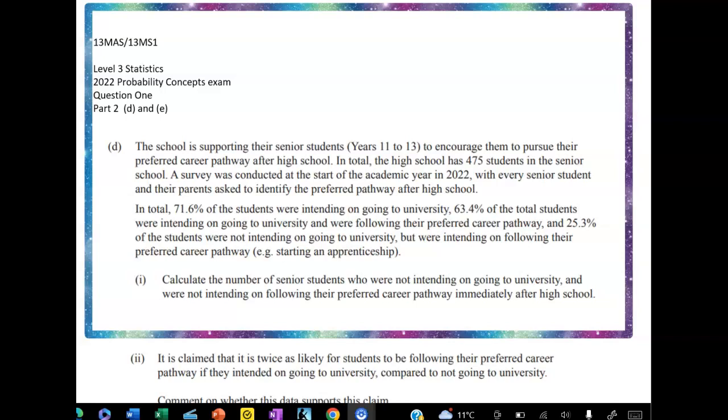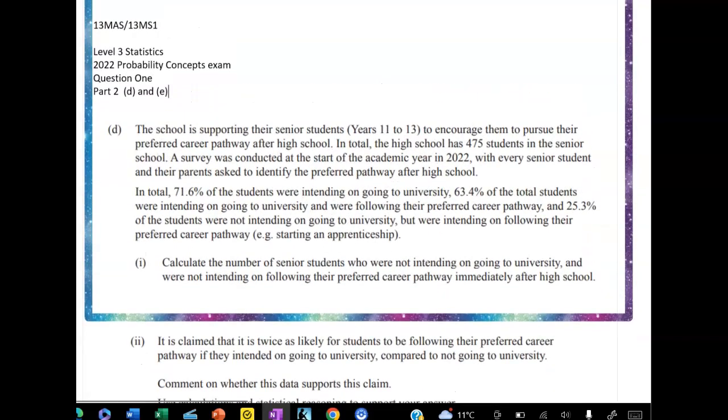Kia ora, Year 13. This is the second part of question 1 of last year's probability concepts exam. So this has got parts D and E from question 1. I found the wording in this question pretty annoying. There were just a lot of words. So let's read through it.